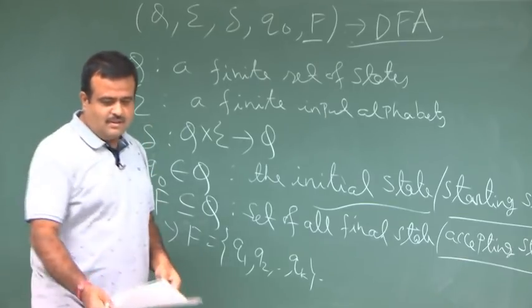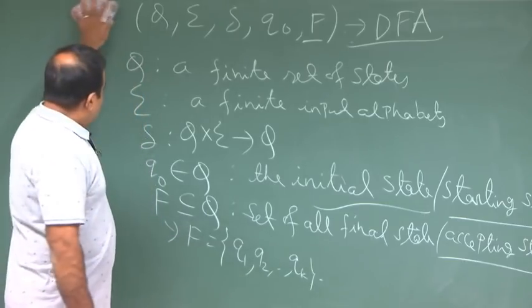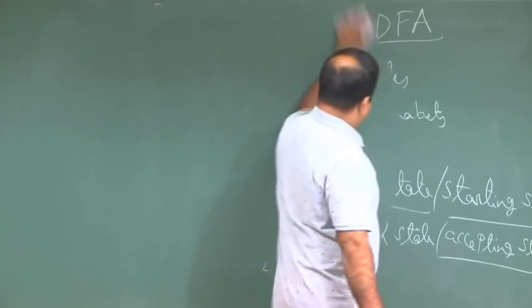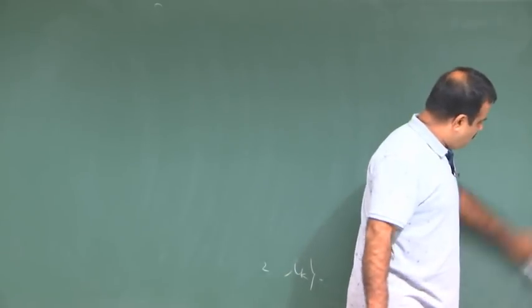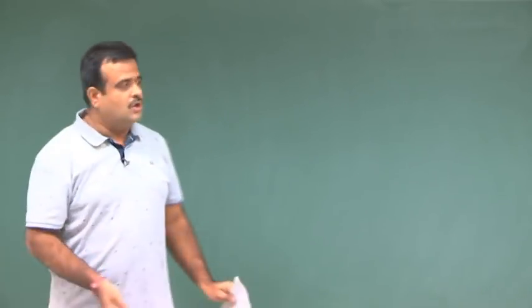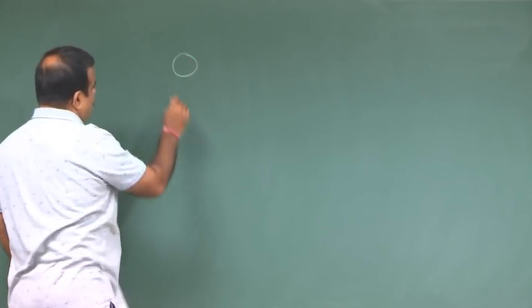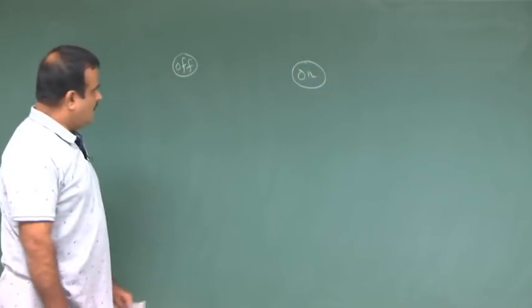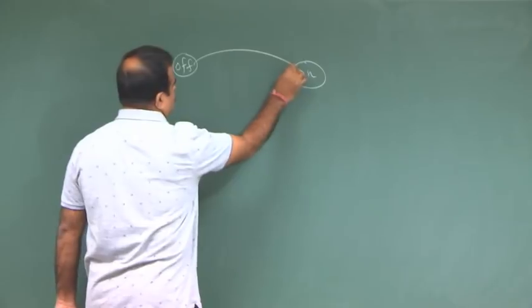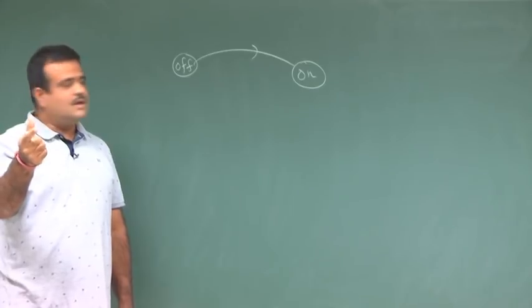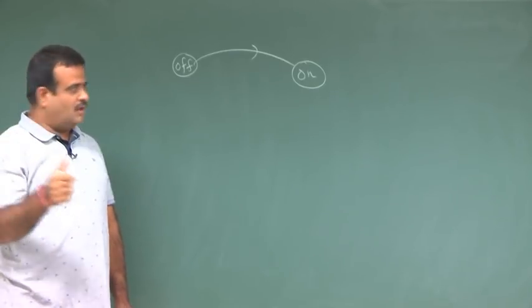Now we will take a very simple example, modeling the switch on off. If we have a switch, it has only two states, either it is on or off, and there is only one input alphabet, that is push. So, we basically have two states, one is off, another one is on, and we have only one input, which is push. If it is on and we push it, it will be off, if it is off and we push it, it will be on.